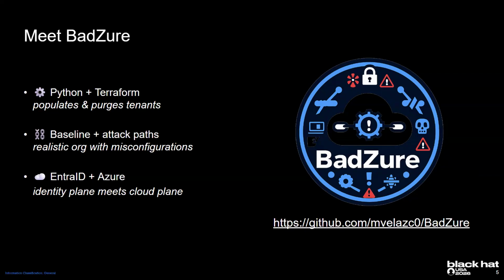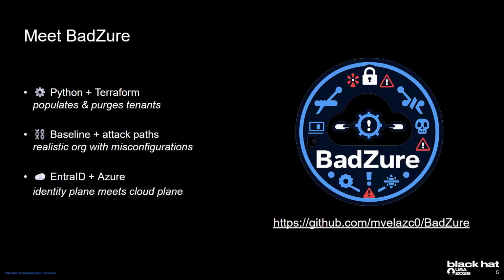Under the hood, it's Python driving Terraform. One command allows you to populate tenants with hundreds of identities and cloud resources. And one command also allows you to tear it all down so you can try again. So you can follow this loop of populate, explore, and purge, and then repeat.